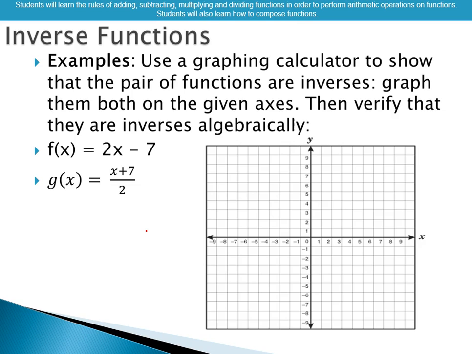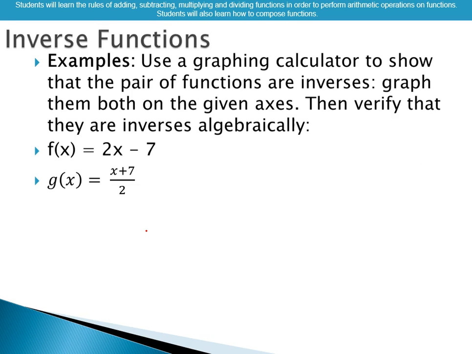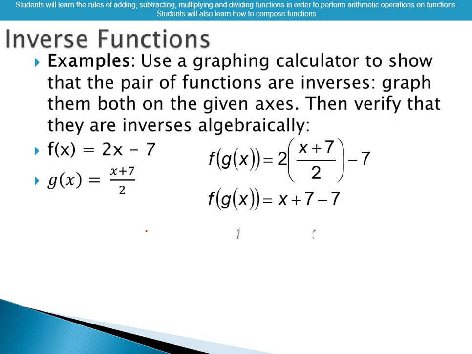So if we graph 2x minus 7, we have a y-intercept of negative 7 and a slope of 2. Second equation, we have a y-intercept of 3/2 and a slope of 1/2. If we look at the line y equals x, they do in fact reflect over each other. So now we show it algebraically. We're going to put g of f of x, and then we're going to do the other one.